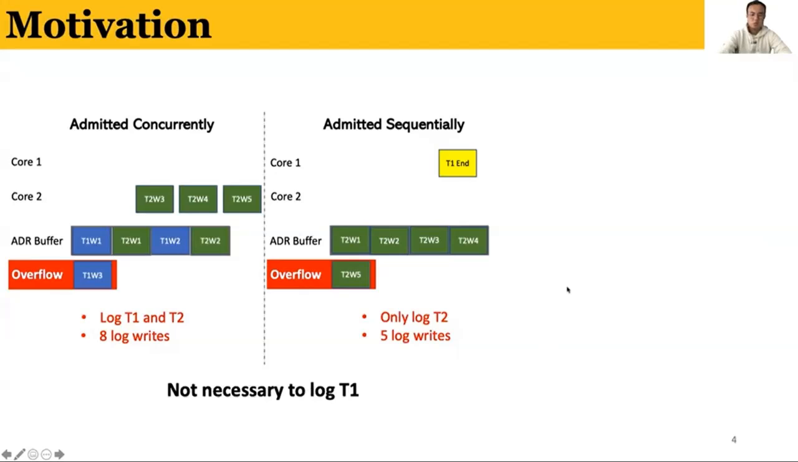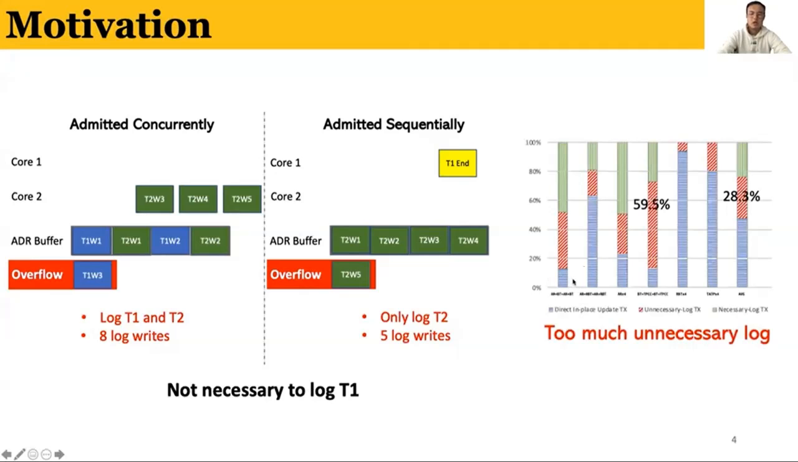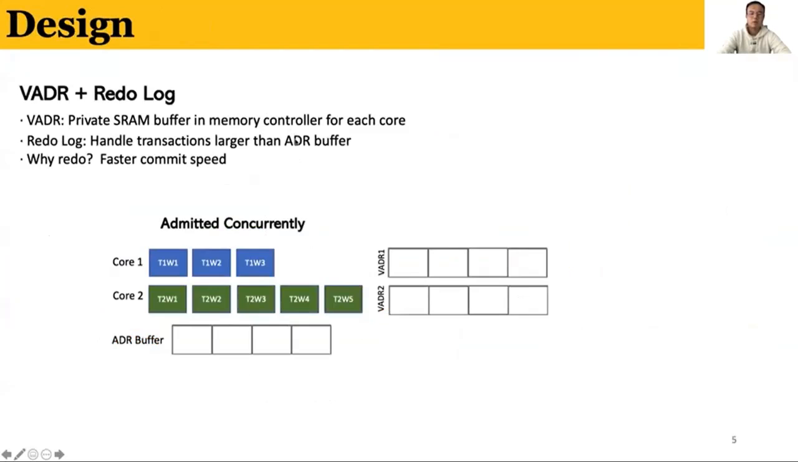Based on these 2 examples, we found that, first, concurrent transactions compete for the limited ADR buffer. Second, ADR buffer contention causes many unnecessary logs, such as T1 in the first case. Our experiment shows that there are many unnecessary logs. It can be 59.5% and 28.3% on average. Based on our observation, we propose virtual ADR cooperated with ReduLog.